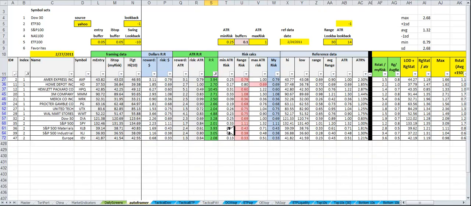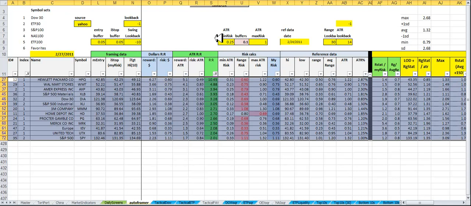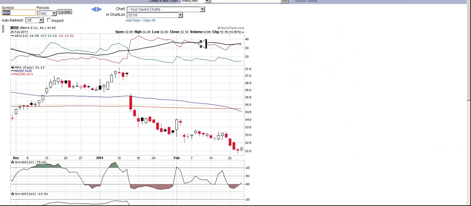So when I run that, there's now about a dozen symbols that meet on a mechanical basis a reward to risk of 2-to-1. If I sort that from highest to lowest, it turns out that Hewlett-Packard has the best reward to risk in the market, based on a test of the 10-day high and the mechanical frame, followed by Walmart. Let's go take a look at those charts, shall we? So let's see, Hewlett-Packard, HPQ. Let's see what we get.